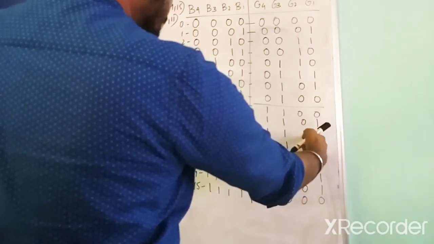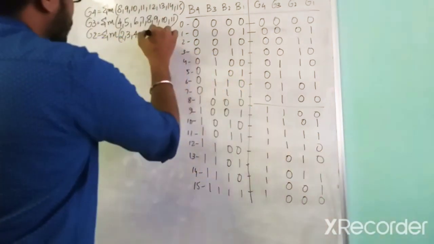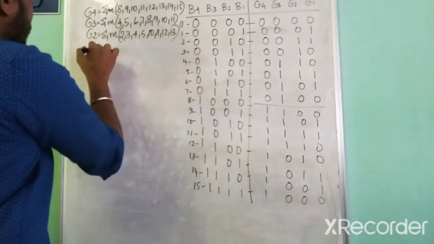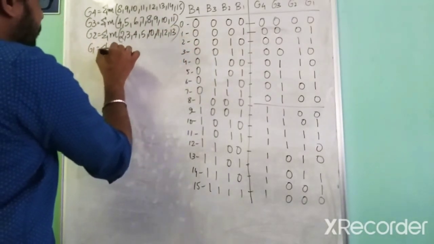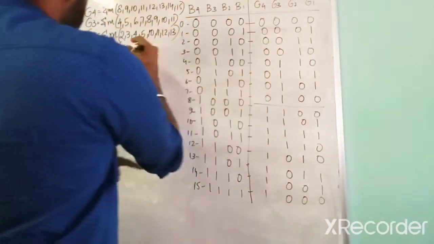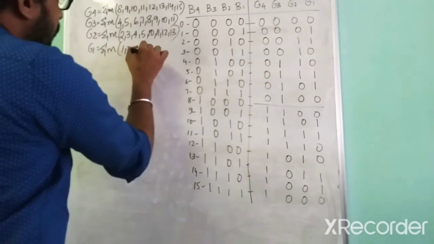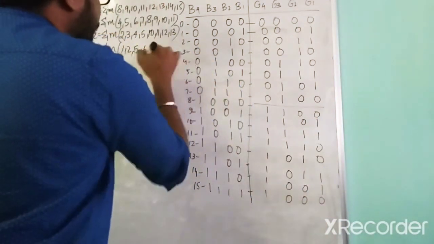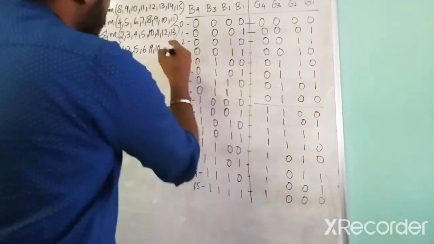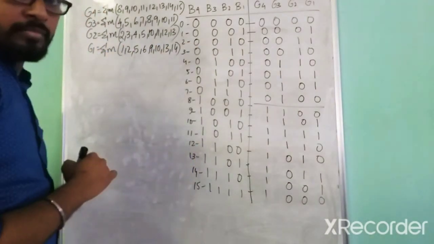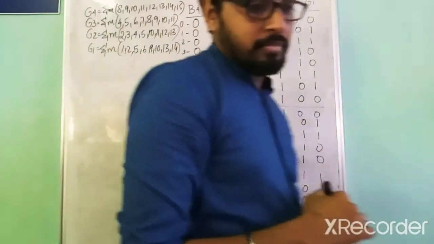Next is 10, 11, 12, 13. Next is G1 sigma m: 1, 2, 5, 6, 9, 10 and 13, 14. Let me check the answer.